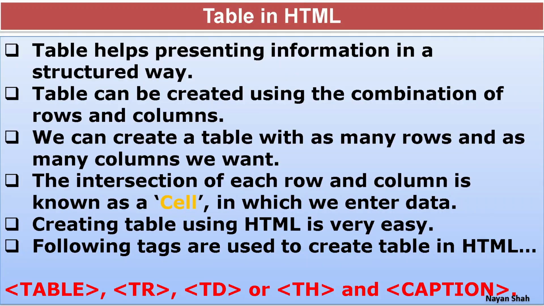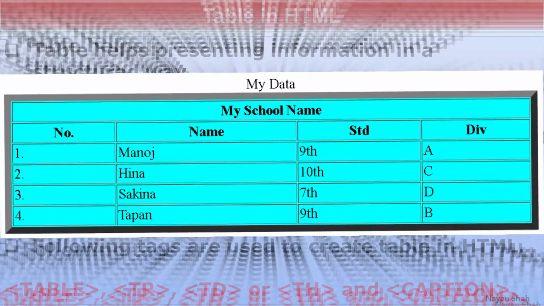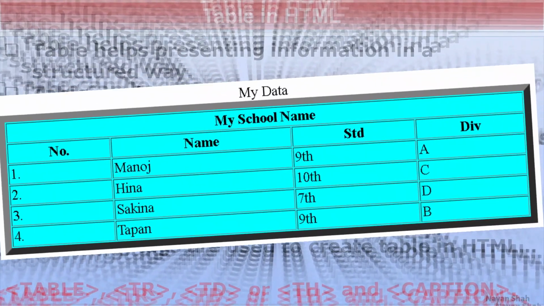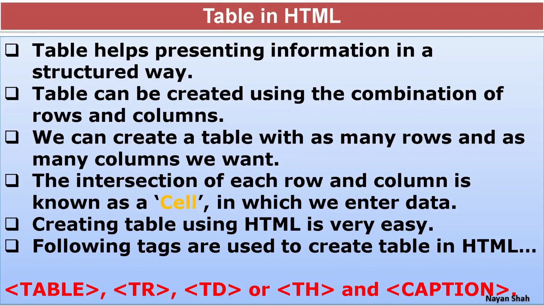When you want to write some information which is divided into rows and columns, a table is very useful. A table can be created using combinations of rows and columns. It is just the combination of rows and columns, and we can create a table with as many rows and as many columns as we want according to the data which we want to display in the table.